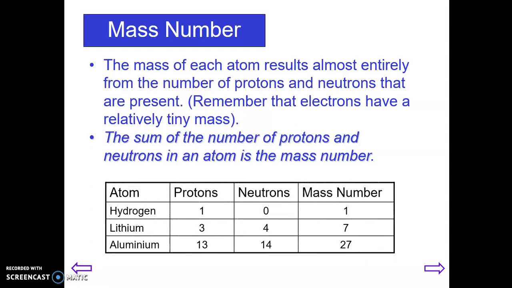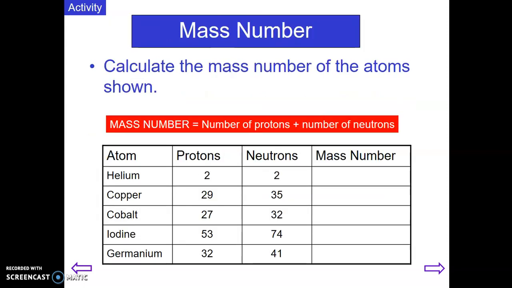So, looking at these three examples, hydrogen has 1 proton and no neutrons. Therefore, overall, it has a mass number of 1. Smallest element, smallest atom that we know of. Lithium has 3 protons and 4 neutrons, therefore it has a mass number of 7. 3 plus 4 is 7. Aluminium has 13 protons and 14 neutrons. 13 plus 14 is 27. It has a mass number of 27.